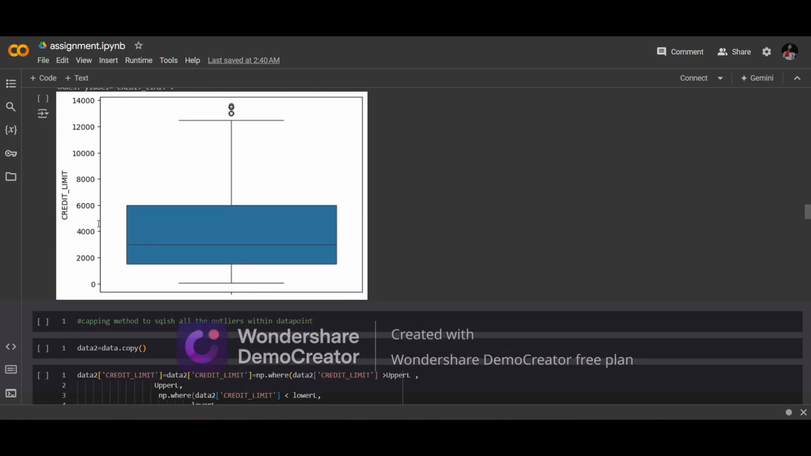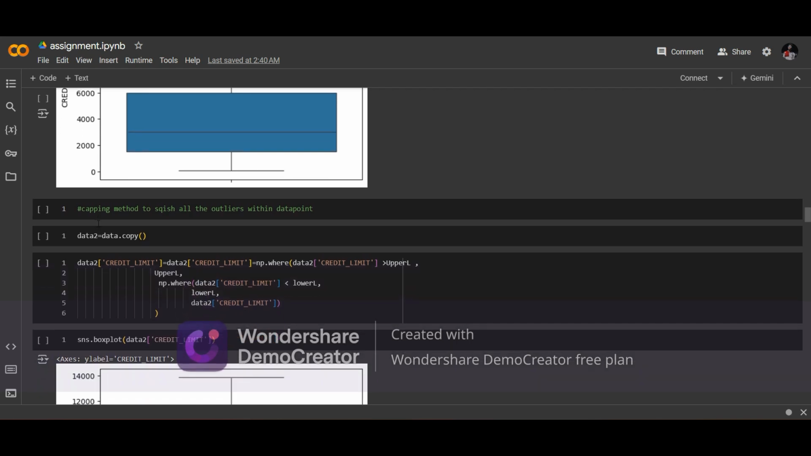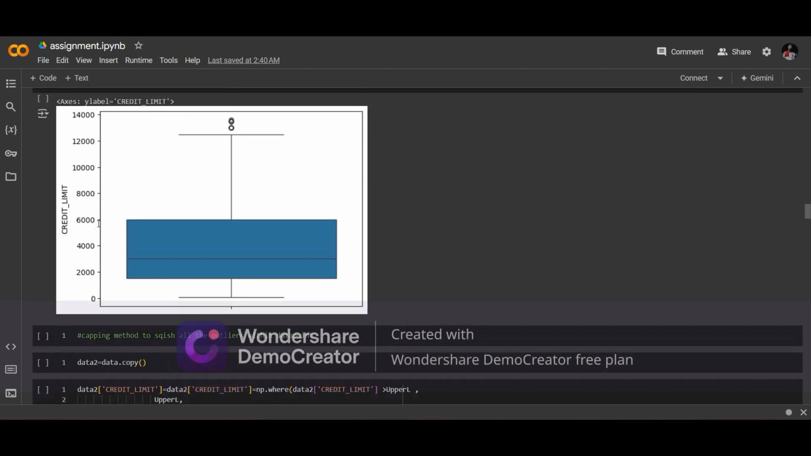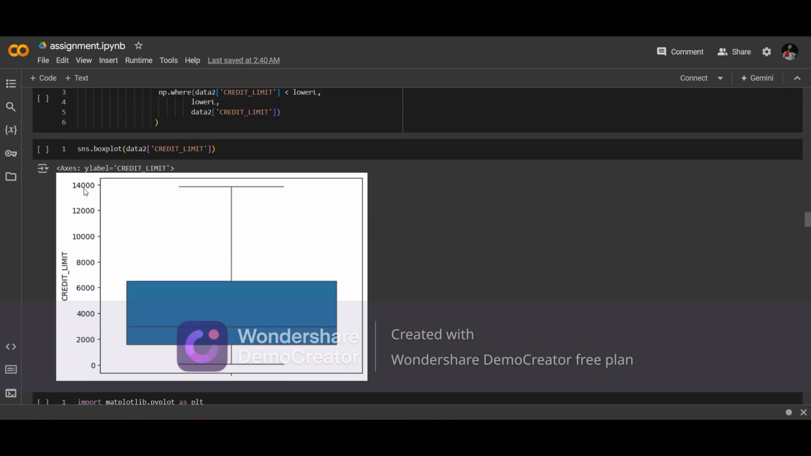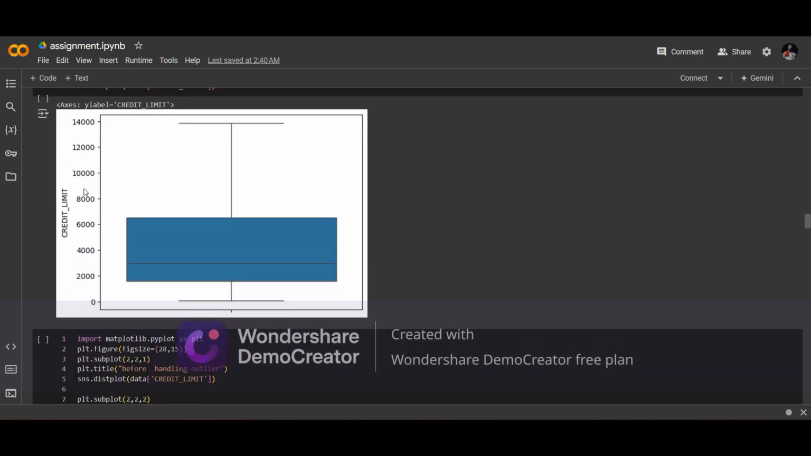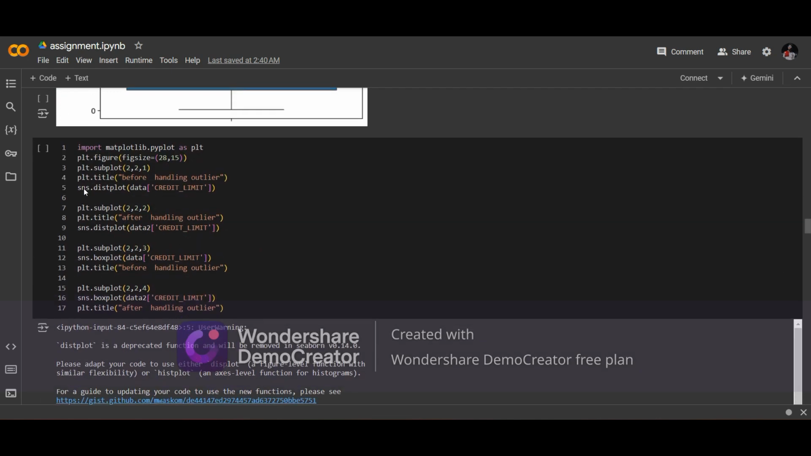But to remove all the outliers, we used a second and more efficient technique, the capping method, where it does not remove the outliers, it just squeezes them under the upper limit and lower limit of that specific column. And here we can see all the outliers are handled.